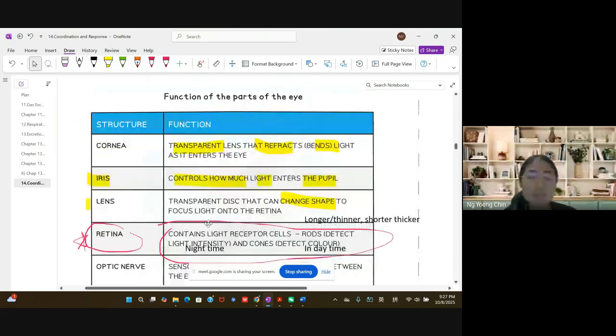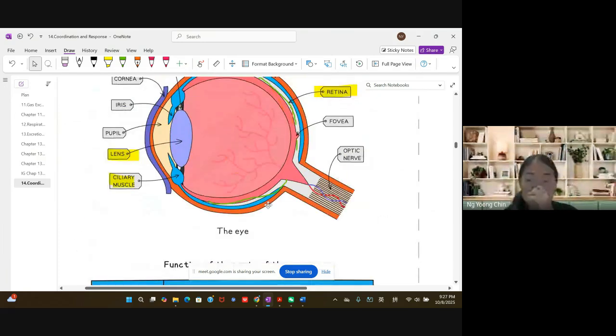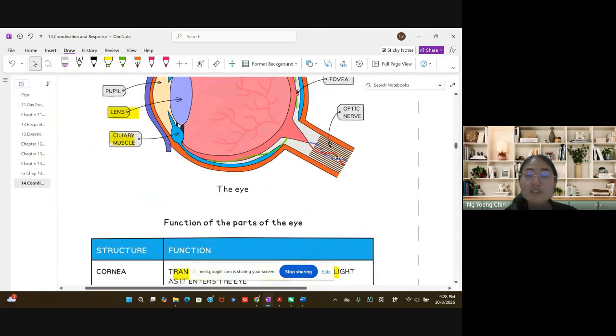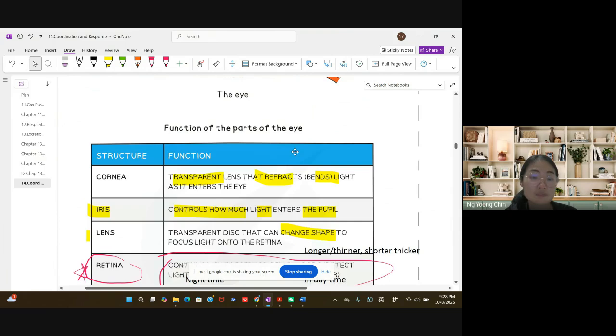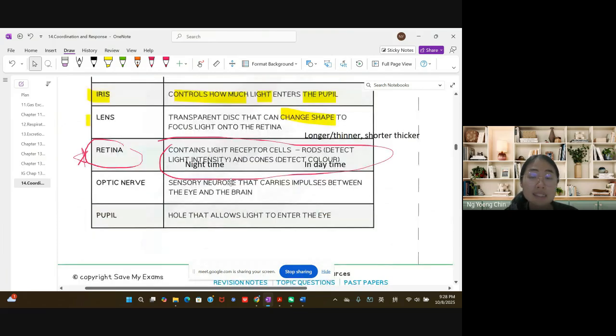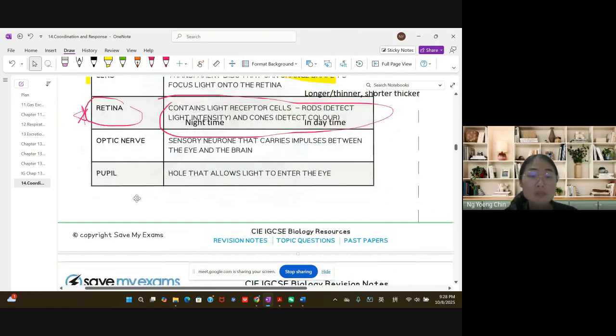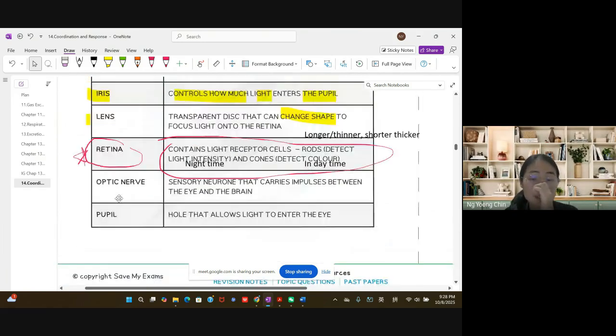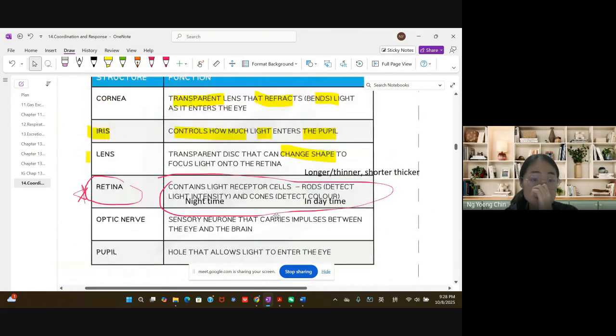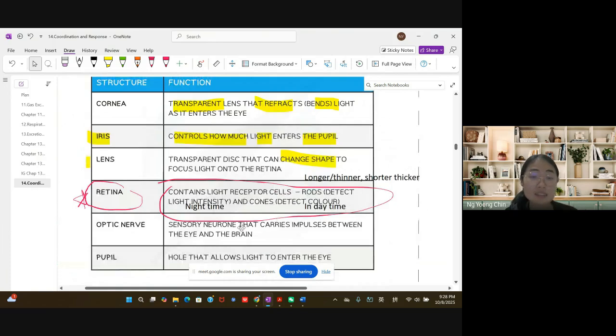Okay, the optic nerve is referred to as the sensory neuron. The sensory neuron is connected to here. This one here, here is the optic nerve. The optic nerve is a nerve connected to the eyes, so it can carry the impulse between the eyes and the brain. For the pupil, it's a hole. It allows the light to enter the eyes. So this is a pupil.